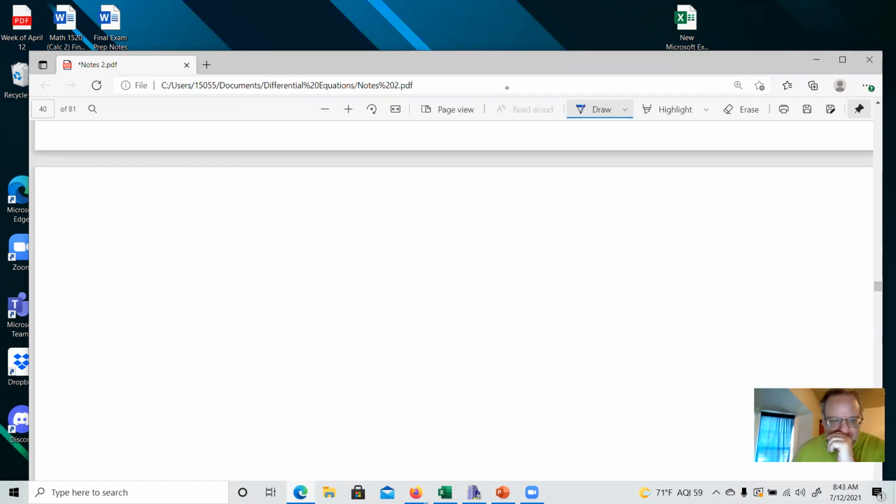They're all repeated root ones, so let's see if we can get a start with this. Here's y double prime plus 2y prime plus y is equal to 0, and we are given that y of 0 is equal to 1 and y prime of 0 is also equal to 1. Okay, so our first step here is to take Laplace transforms of both sides.